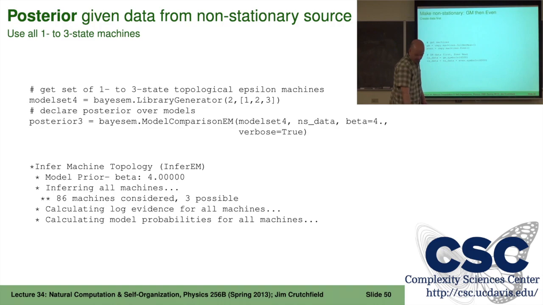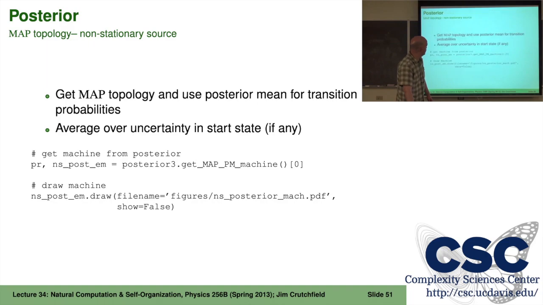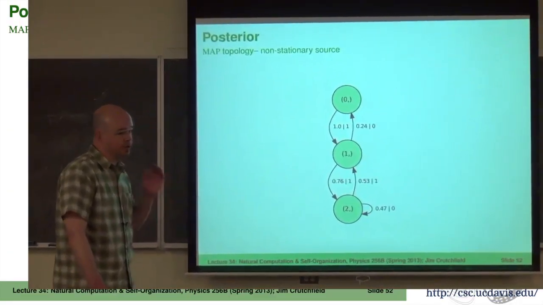What you would typically do when you have a data set is take all the data at once and see what we get. In this case, I used 1 to 3 state machines. You could use 1 to 4 or 1 to 5. I give it that data. Again, I use beta equals 4, which we've already seen. In this case, I run 86 machines possible, but only 3 accept the data. Again, we pull out the best one and average over start state and transition probability uncertainty. And we get something that looks like this.